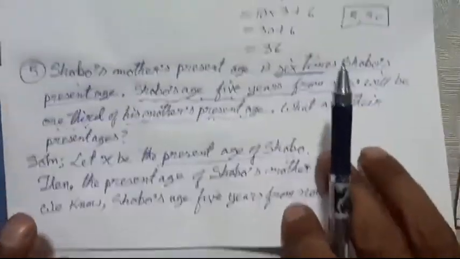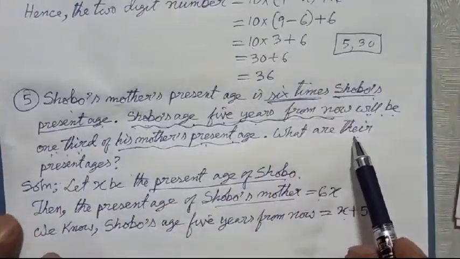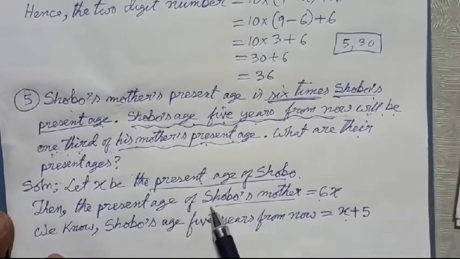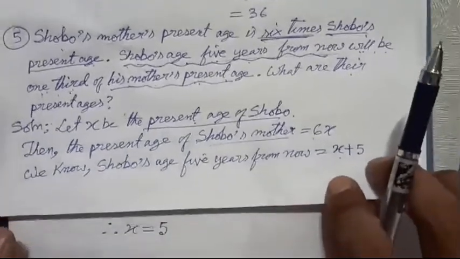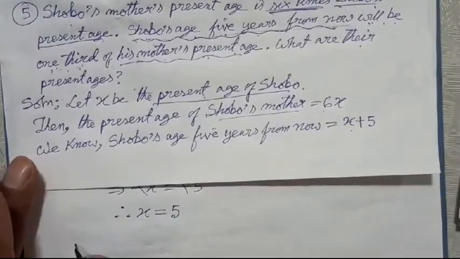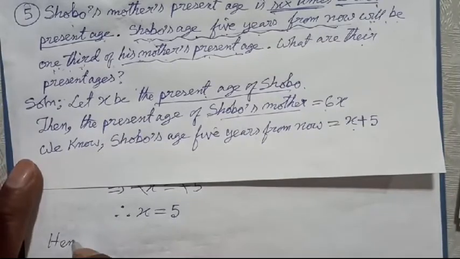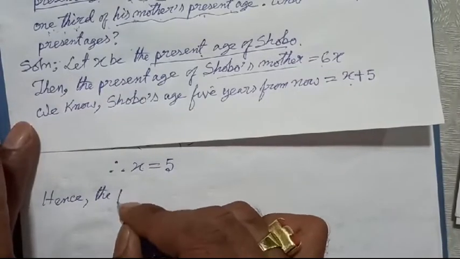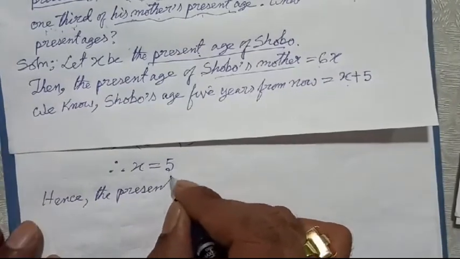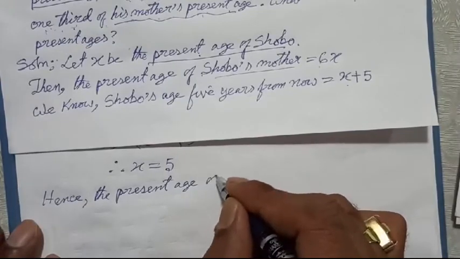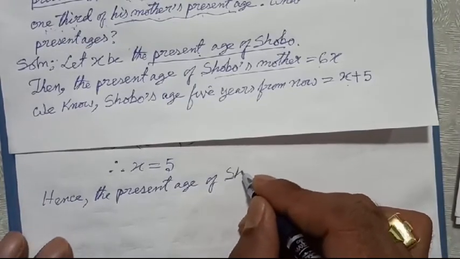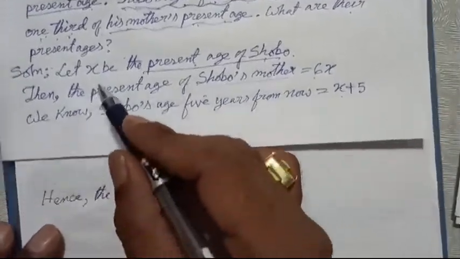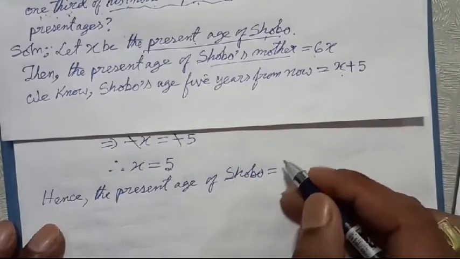Now we are getting x equal to 5. But question number 5 says to find their present age, that means Sobu's present age and present age of Sobu's mother. Hence the present age of Sobu is equal to x, and we found x is 5, so 5 years.